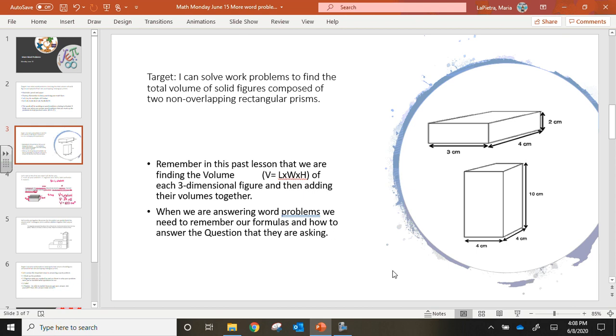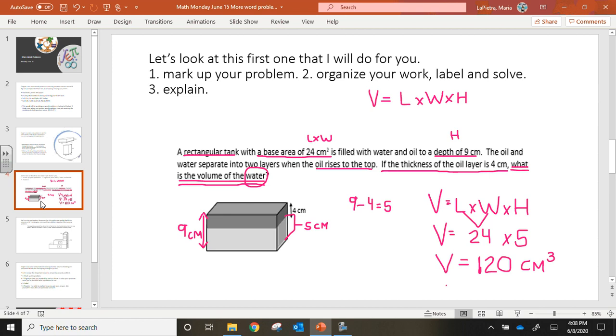Okay, so when we are answering word problems, we need to remember our formulas and how to answer the question that they're asking. So here we go. Let's look at this first one, and I'll do this for you. We're going to mark up the question, we're going to organize and label our work and solve, and then we are going to explain how we got it, or restate the question and fill in our answer.